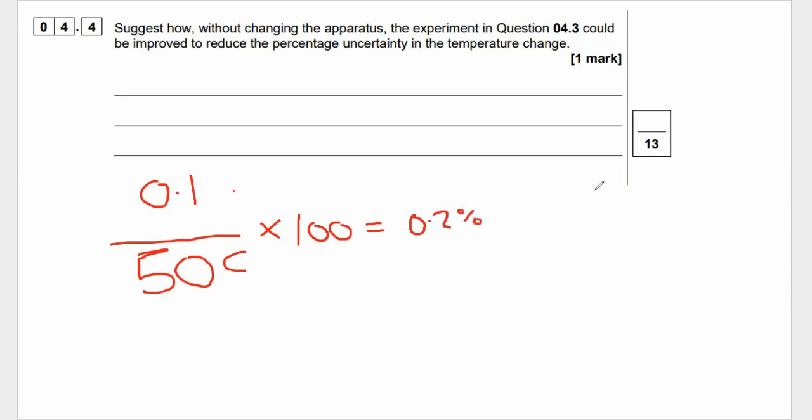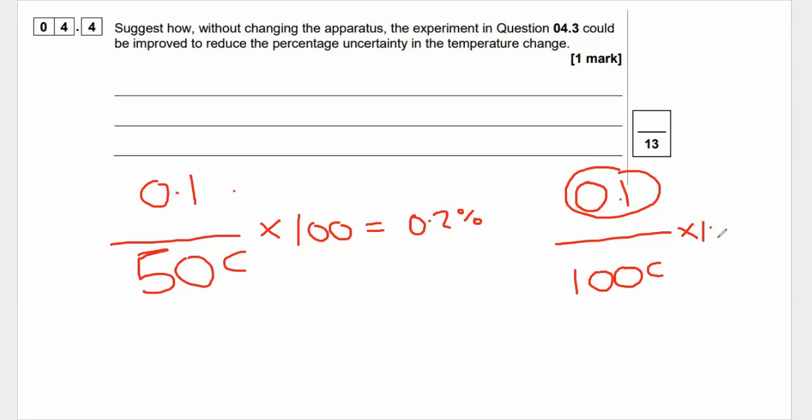So what happens if we double the temperature change? We don't have to change any of the equipment. We just say, hey, let's double the temperature change. Well, our uncertainty, 0.1, stays the same. But the change in the temperature, we've managed to double. And of course, if we do that, 0.1 over 100 times 100, we're going to get 0.1%. Look what we've done. By doubling the temperature change, we have halved the percentage uncertainty.